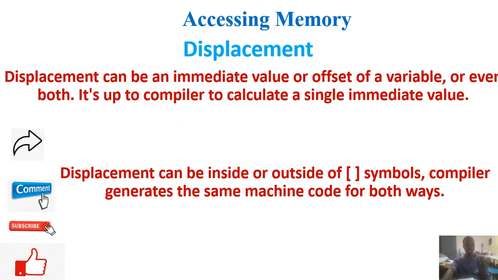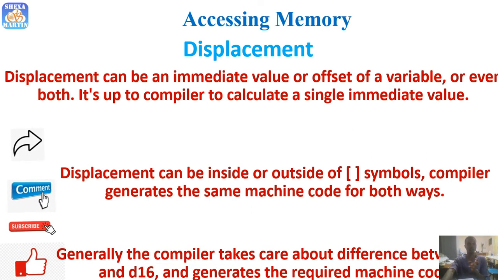Displacement can be inside or outside these square brackets. The compiler generates the same machine code for both ways. So you may put displacement within the square brackets, or you can put it outside the square brackets. Generally, the compiler takes care of the difference between 8-bit displacement and 16-bit displacement, and it generates the required machine code.